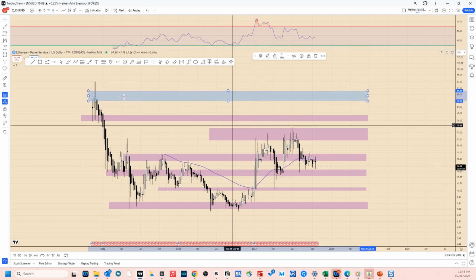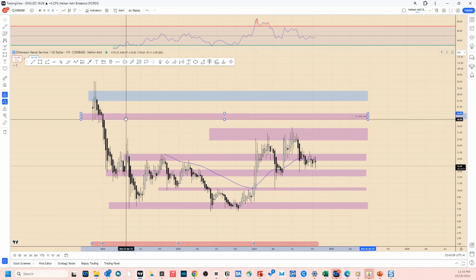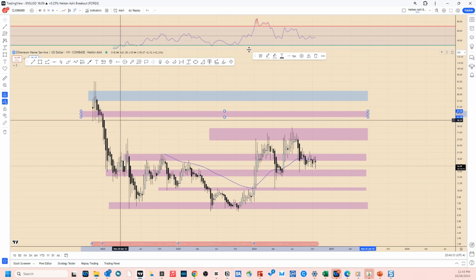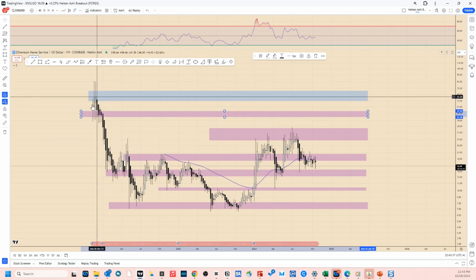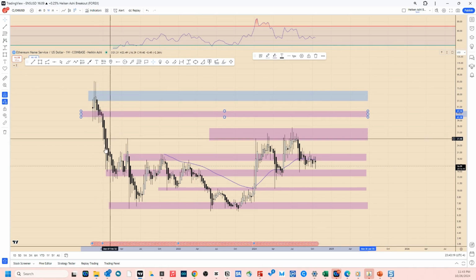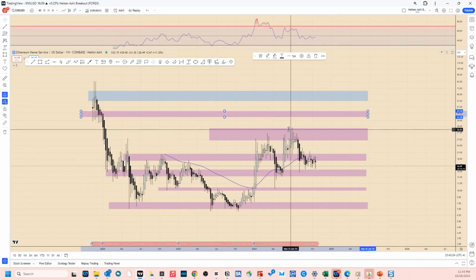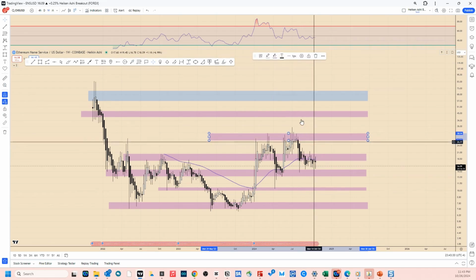So here, this hasn't been broken or tested. This here, this has been broken. So I'm going to push this up just a little bit here. So this is a flip level because it has been broken. This is support, bounced off, and then it broke through here. Okay, this has not been broken yet. This has been resistance. Okay, so we will make that blue.